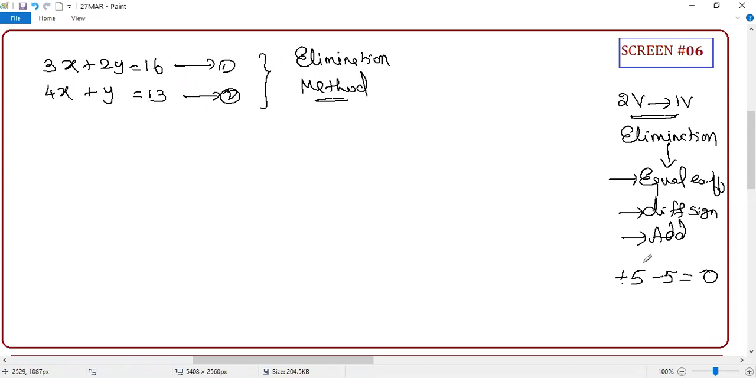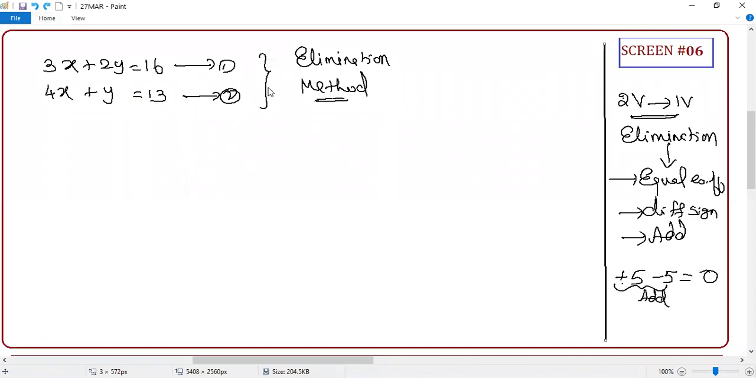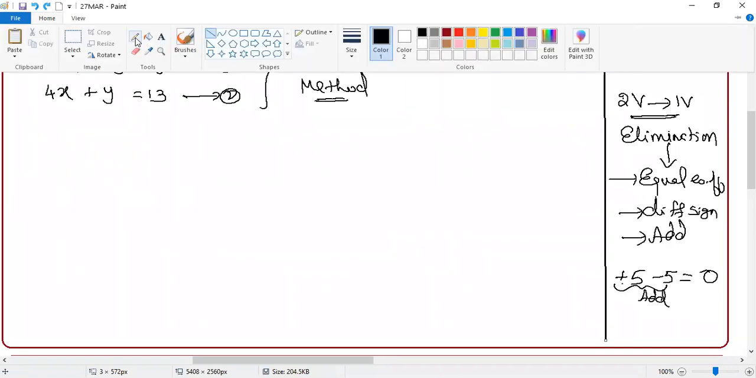Means what you are finding? Equal number, different sign. After that, what did you perform? Addition. That is why I told these 3 steps. Whenever you have equal coefficient, different sign, and you perform addition, what will happen? That number will get cancelled. Right or not? Everyone crystal clear or not? What is the rule or mantra for the elimination method?